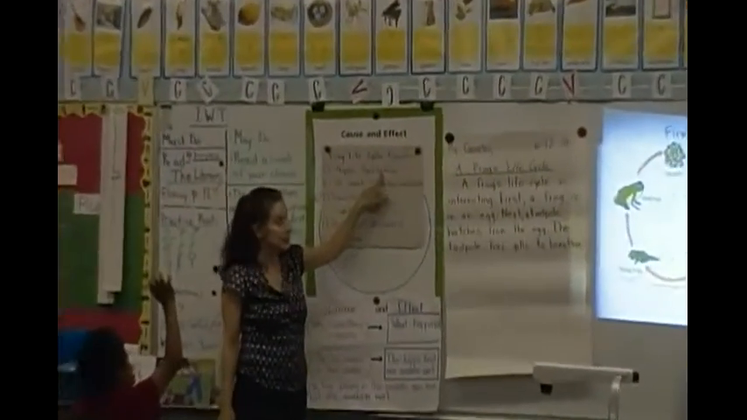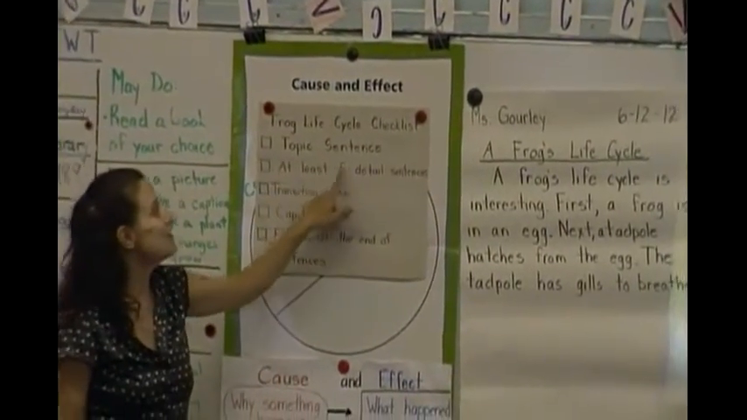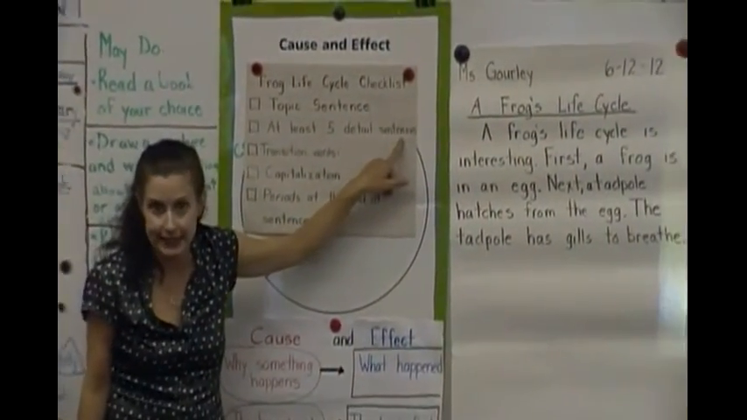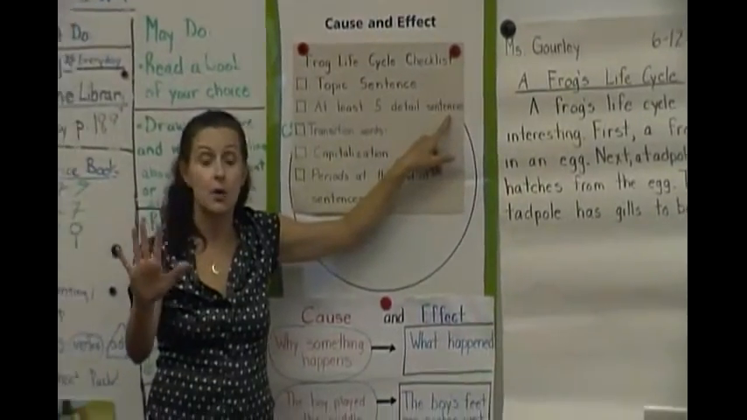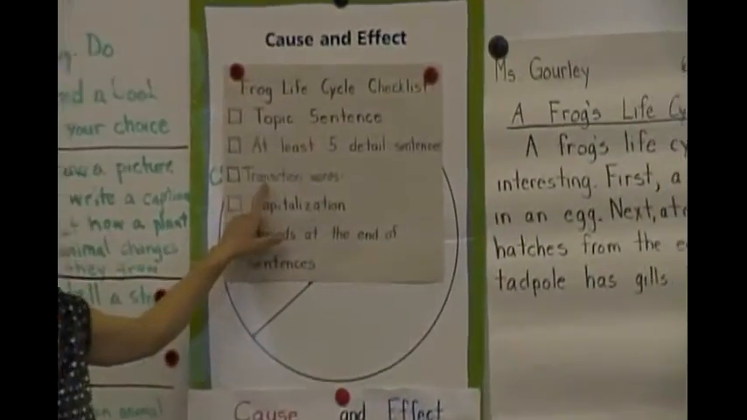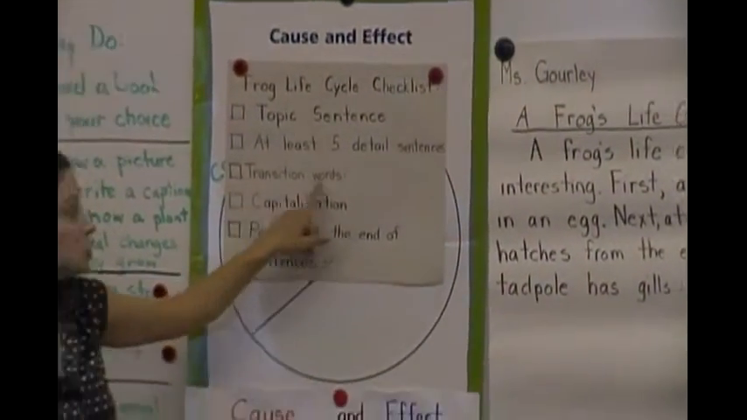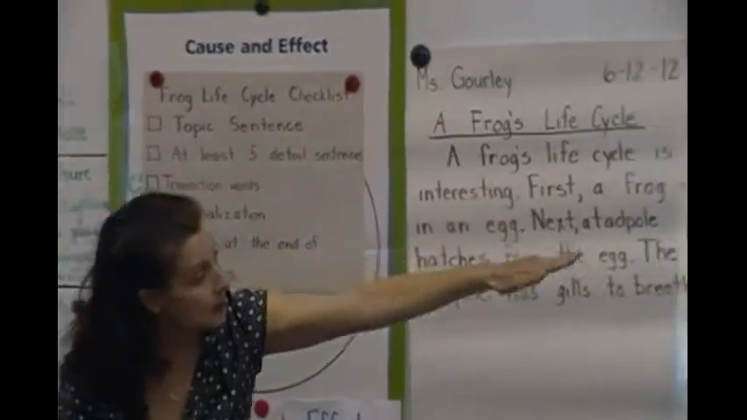You must have a topic sentence, which we did come up with together. At least 5 detailed sentences. At least 5. More than 5 would be great, but at least 5. Hold your question. Use your transition words. We wrote them down. Use the words we brainstormed.